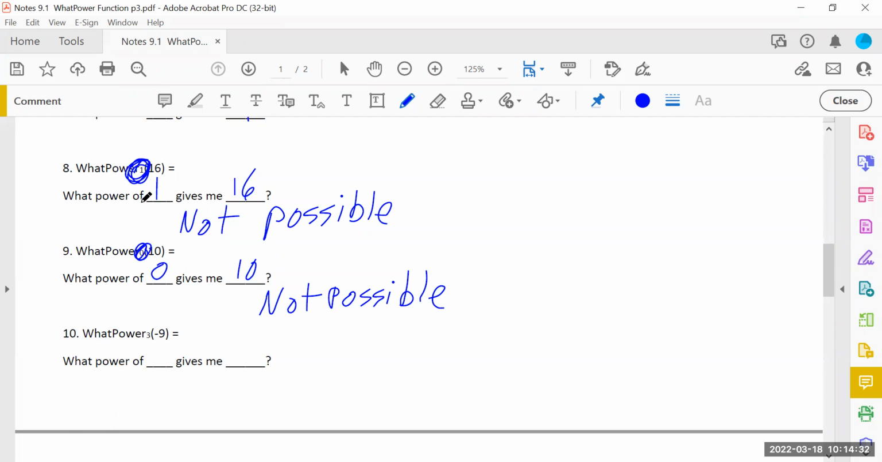But this next one is more nuanced. Hey, there's more options here. What power of 3 gives me -9? How do I make 9 from 3? 3 to what power makes 9? 2, right? 3 squared. 3 times 3 makes 9. Is there a way for me to make that a -9, only changing the exponent? No. Does that make sense to everybody?